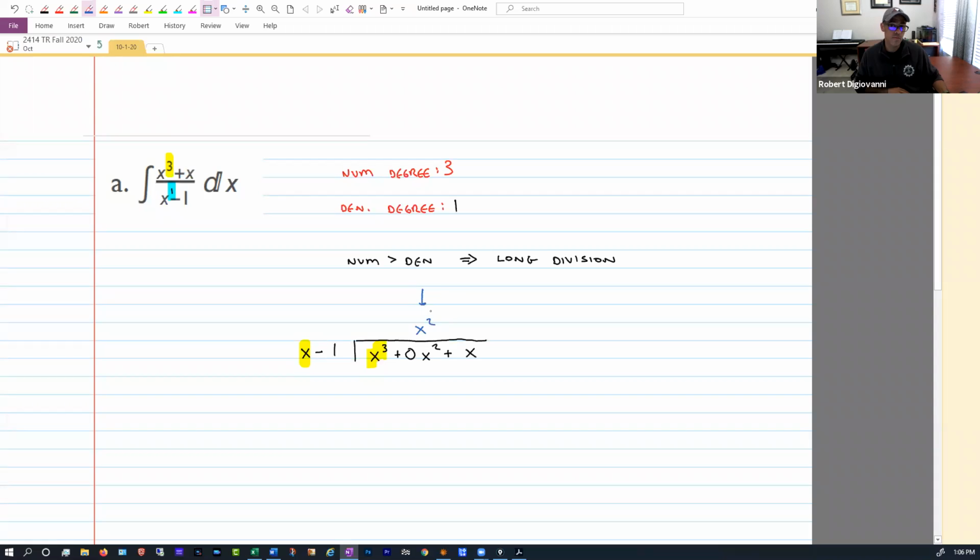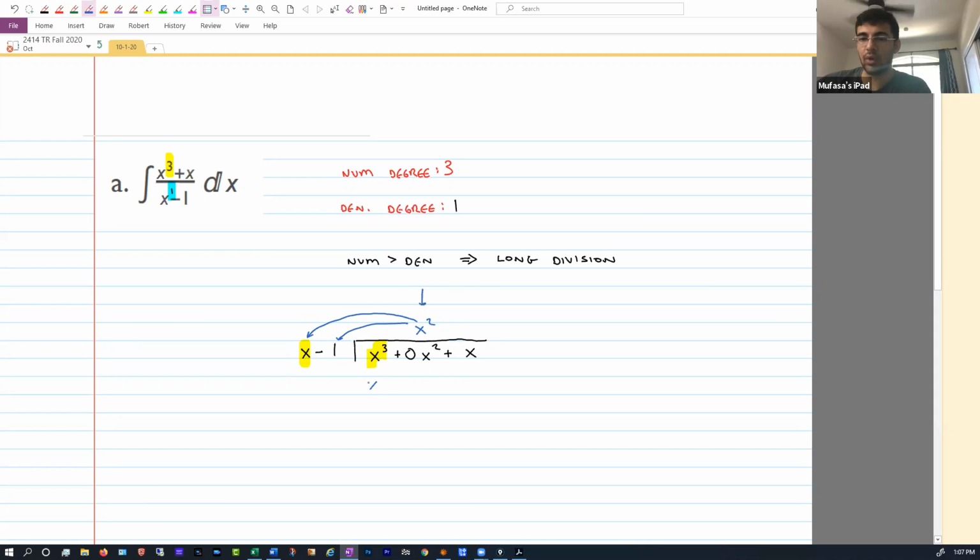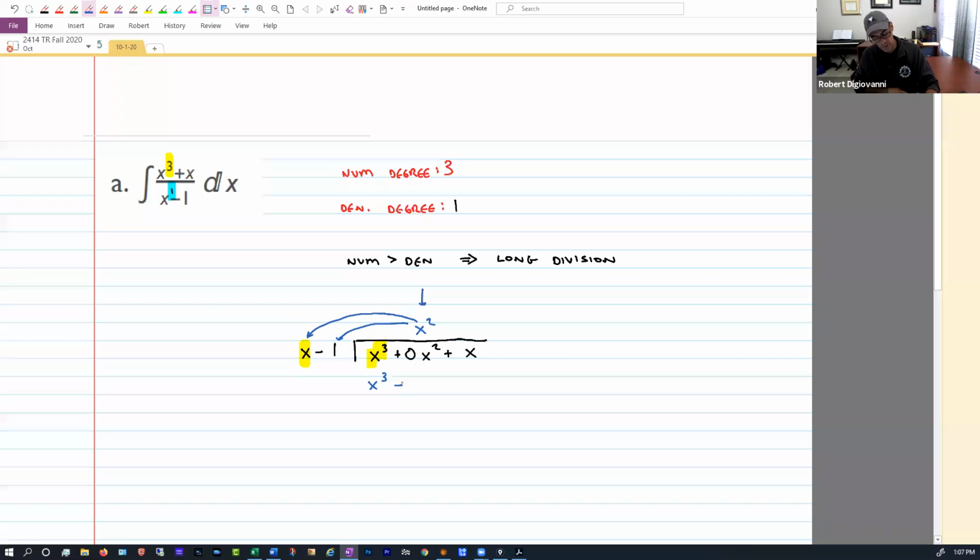Okay, now, can someone tell me what the next step is? We multiply the -1 with the x squared. Yes, well, we have to do both. We have to take this x squared and multiply both of those by x minus 1. And then subtract the whole equation. So x cubed, negative x squared. And then notice, we do the change of sign.